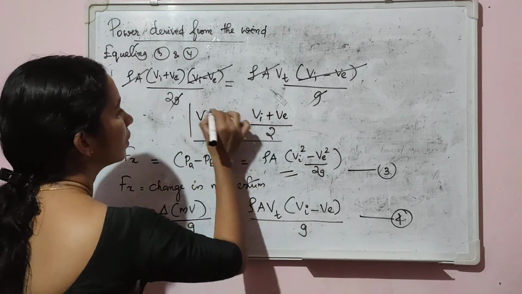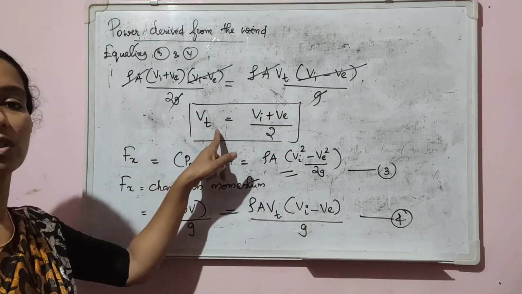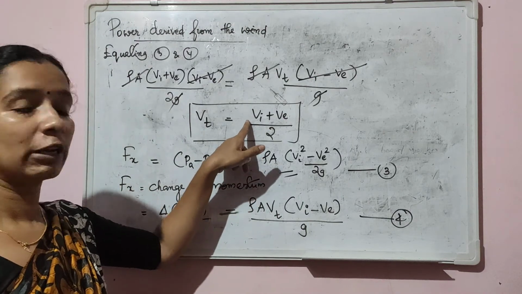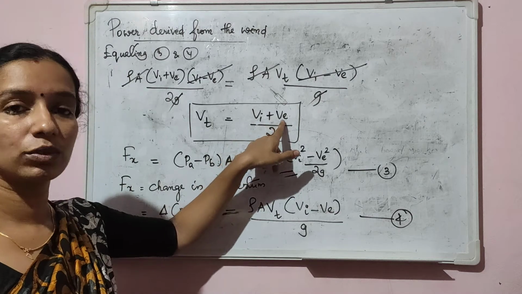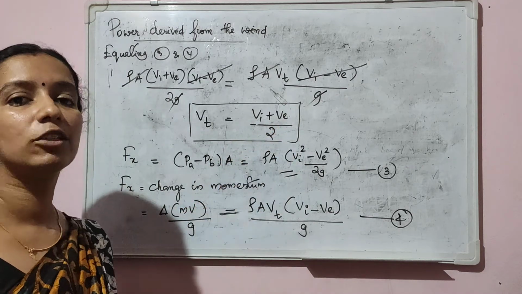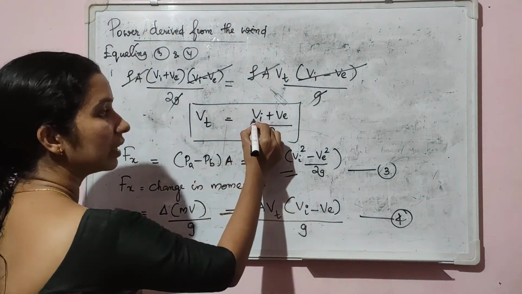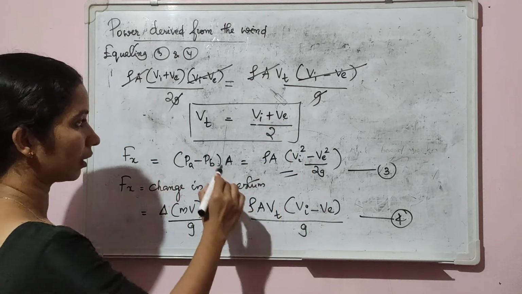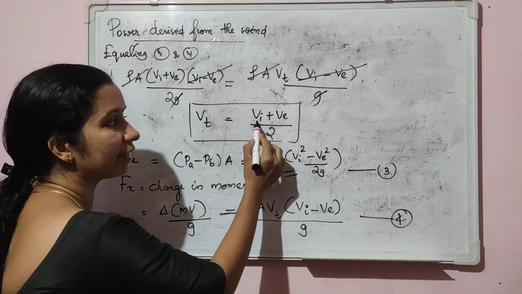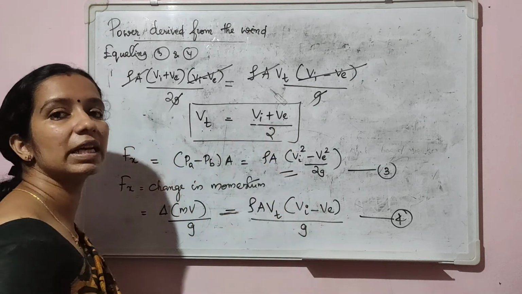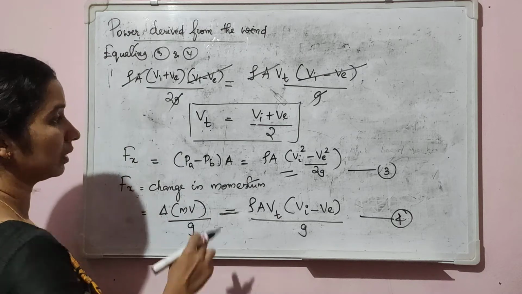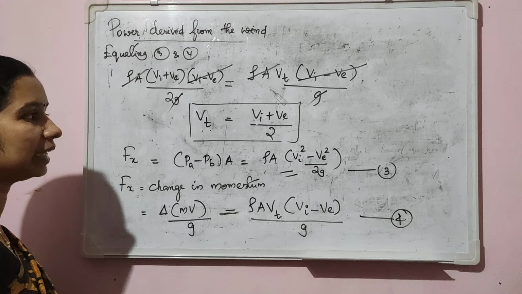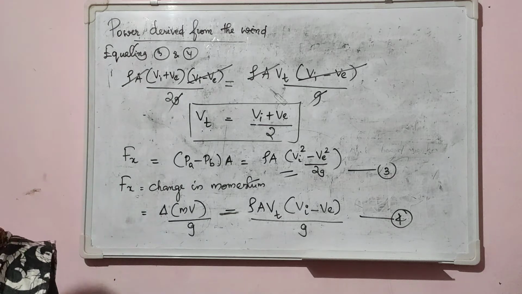So note it down. So average velocity across the turbine blade is equal to the velocity of the incoming wind plus velocity of the outgoing wind divided by 2. It is the average of the incoming and outgoing wind velocity. Velocity of the wind across the turbine is the average of the velocity of incoming wind as well as the outgoing wind. So we need this for the coming steps. Vt is equal to Vi plus Ve divided by 2.